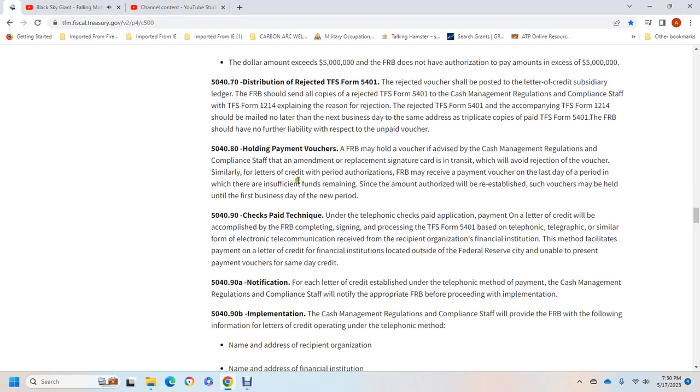5040.90, checks paid by telephone. Checks paid allocation, payment of the letter of credit accomplished by the Federal Reserve Bank, completely signing and processing Form 5401 based on telephone and telegraphic or similar forms of electronic telecommunication received from the recipient organization's financial institution. Method of facilities for payment: letter of credit financial institution located outside the Federal Reserve city and able to present payment vouchers for same-day credit. 5498, notification: each letter of credit with the establishment of the telephonic method of payment, the cash management regulation compliance staff will notify the appropriate Federal Reserve Bank before proceeding with implementation.